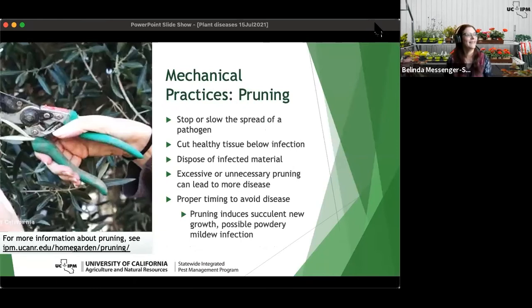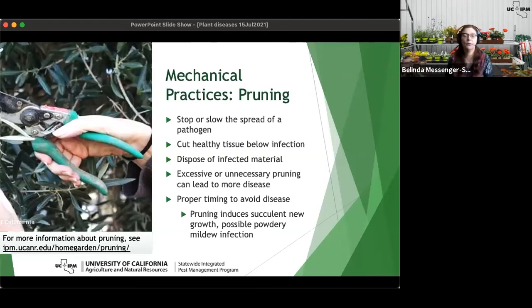Okay, thank you. Pruning is a mechanical disease management practice. It's a good way to reduce the spread of a pathogen within a plant, but if it's done poorly or at the wrong time of the year, it can damage the plant and make it more susceptible to disease or spread the disease further. When you prune, be sure to cut into the healthy plant tissue below the infection. Also, dispose of those infected branches, leaves, and fruit. Don't go overboard with pruning because that could make the disease worse. Just like I said, prune just below the infection into the healthy tissue.